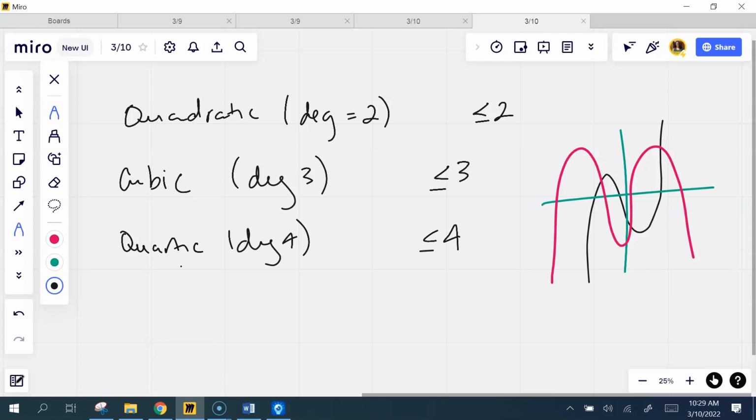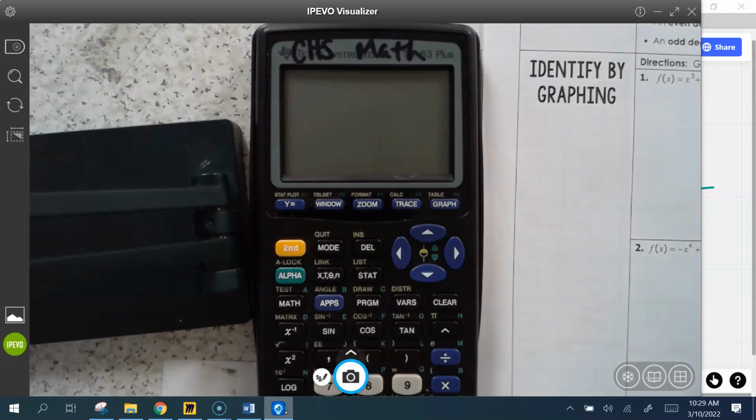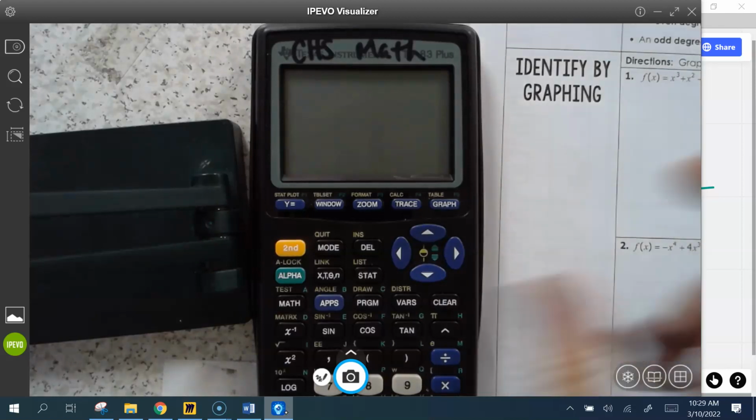Number one takes us back and it's a little bit of review. So it's just graphing to find the zeros. We just did that. Do y'all need me to do that with you? You want me to do one with you? Okay. So let's look at the first one. X to the third.